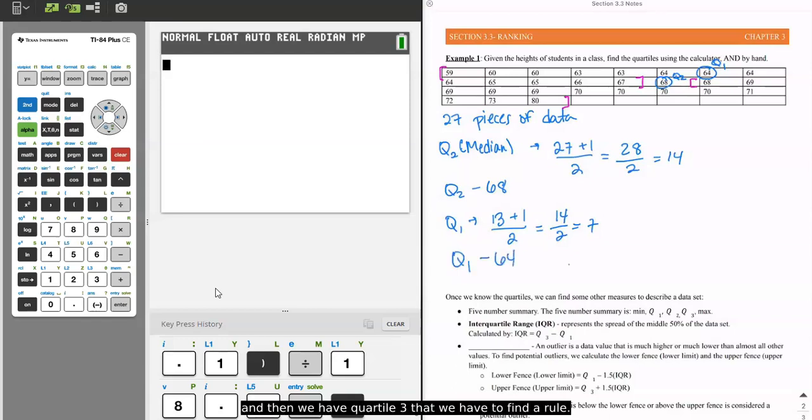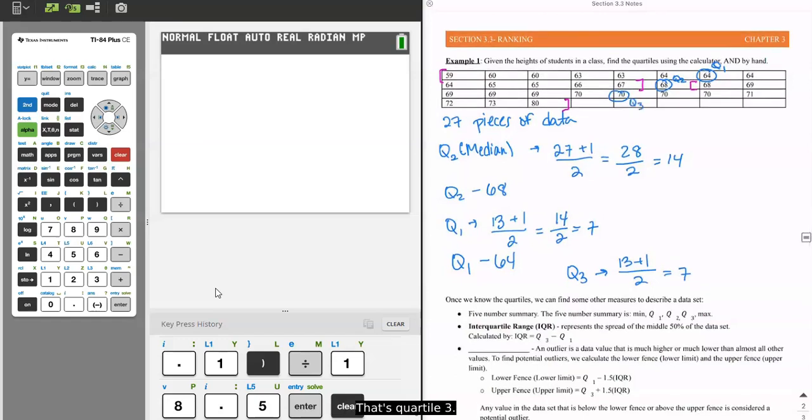And then we have quartile 3 that we have to find, and we'll sum it all up at the end. So quartile 3, again, there should be 13 values, plus 1, divided by 2. We should still be looking at the 7th position. 1, 2, 3, 4, 5, 6, 7. So it looks like 70 is quartile 3. So quartile 1 is 64, quartile 2, which is the median, is 68, and quartile 3 is 70.